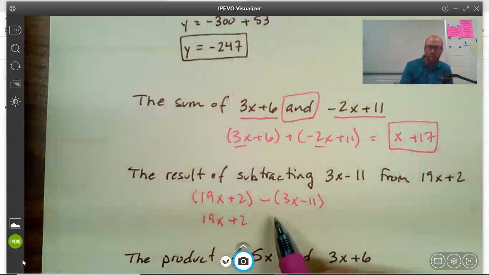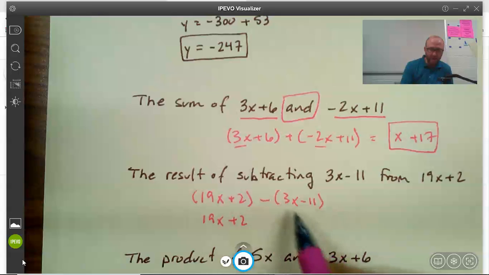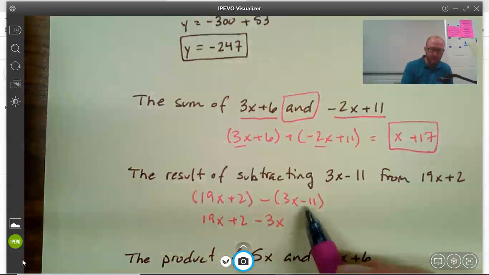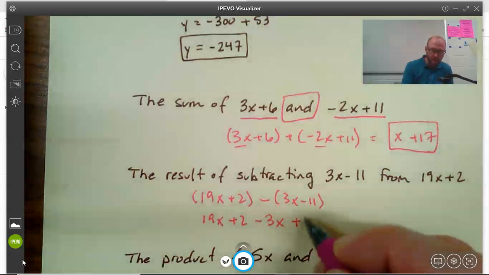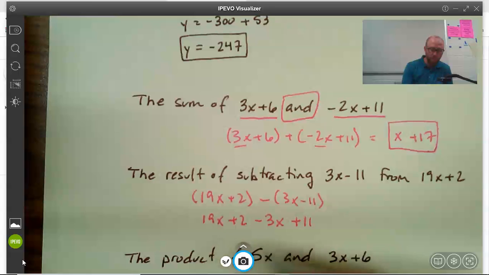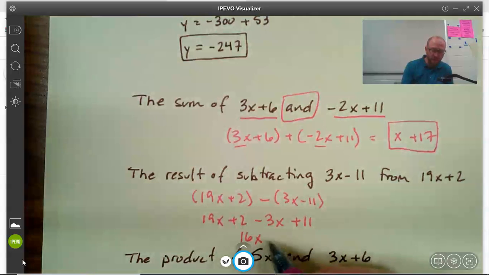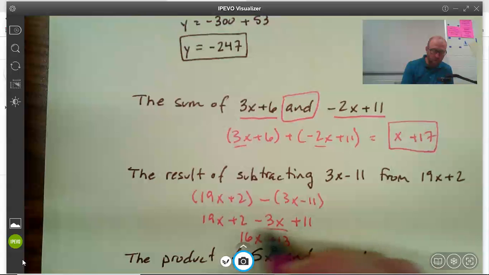But when we open up the second set, this negative sign changes the signs of everything on the inside. So positive 3x becomes negative 3x, and negative 11 becomes positive 11. So now we go to simplify. 19x and negative 3x simplifies to 16x, and 2 and 11 simplify to 13.